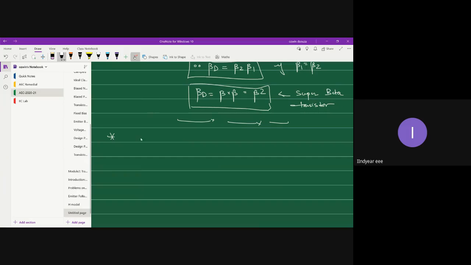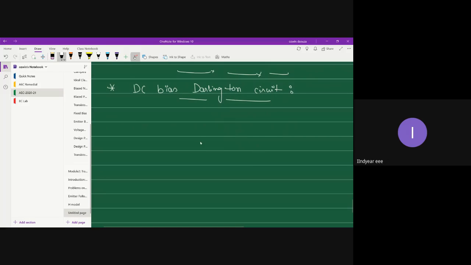Okay. So what I will do, I'm left with 5 minutes here. Let me quickly draw the DC bias Darlington circuit. Okay, DC bias in the sense there will be no capacitors connected. So first let me quickly draw the Darlington configuration.